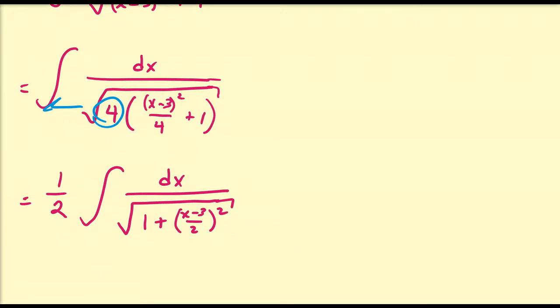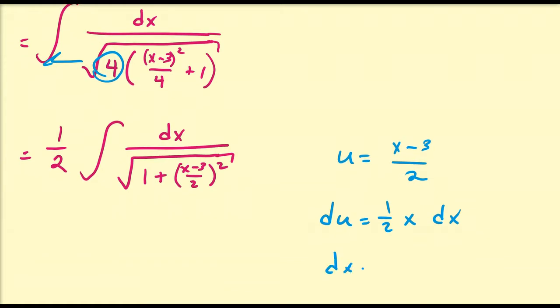From here, I'm going to let u be equal to x minus 3 divided by 2. So du is going to be equal to 1/2 dx. Wait a minute, no, just 1/2, because that's a linear function, so 1/2 dx. So dx is going to be equal to 2 du. If that other thing was the case, then we would have a little bit more of an issue.